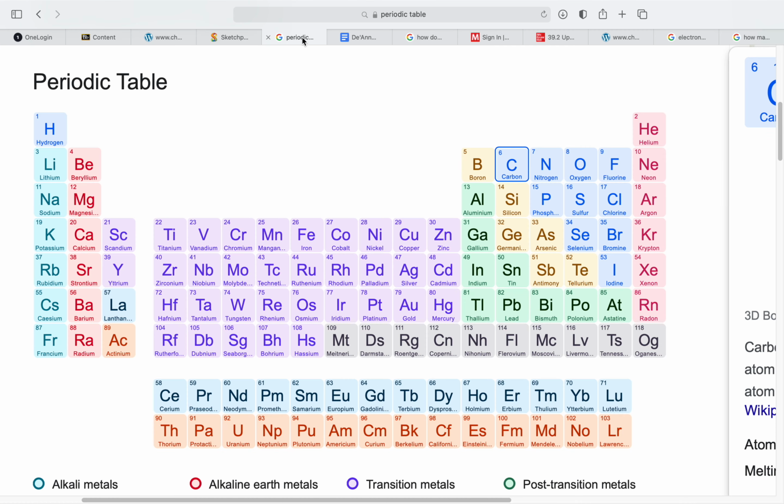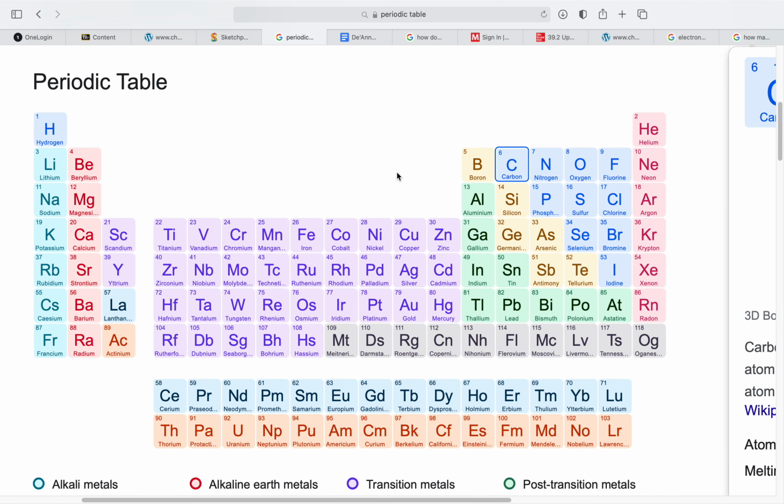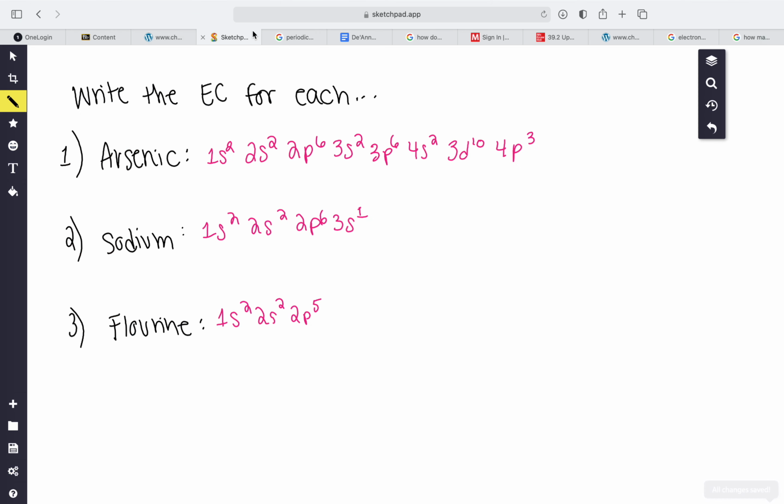And then we're going to do fluorine, which is in the 2nd energy level. So it's going to be 1s2, 2s2, and 2p, not 7, 2p5. Let's check. So let's go to 2p. We're going 1, 2, 3, 4, 5, and we landed on fluorine. So that is our answer. So those are all good.